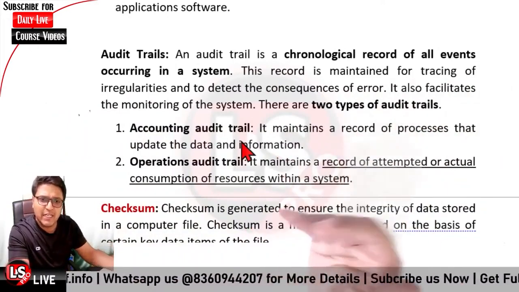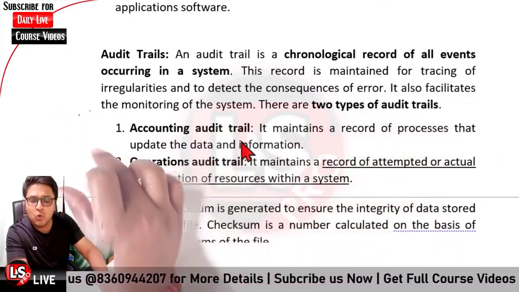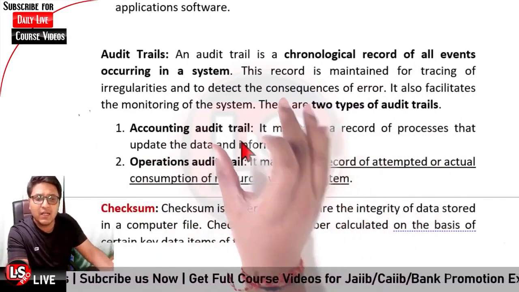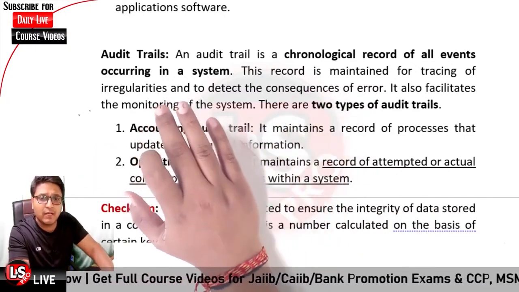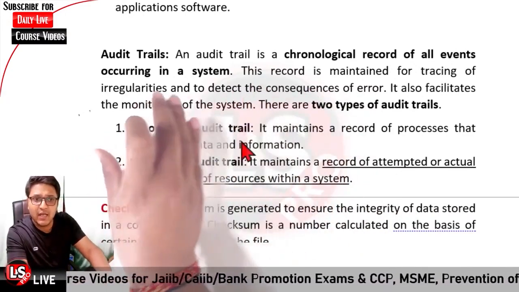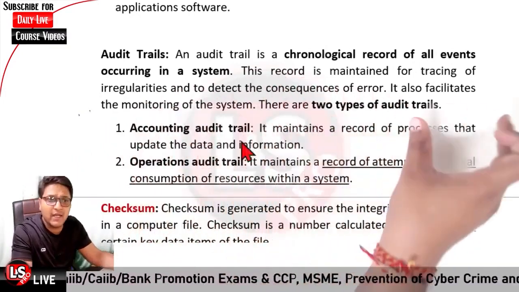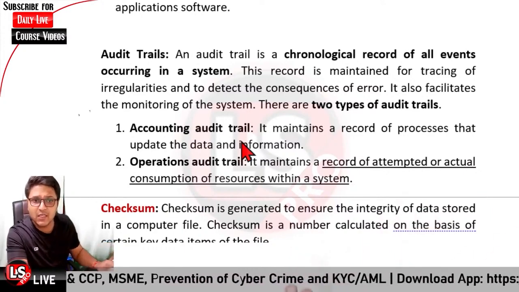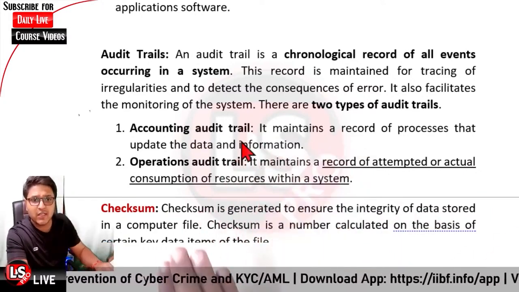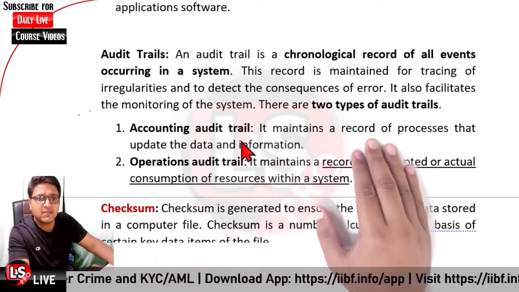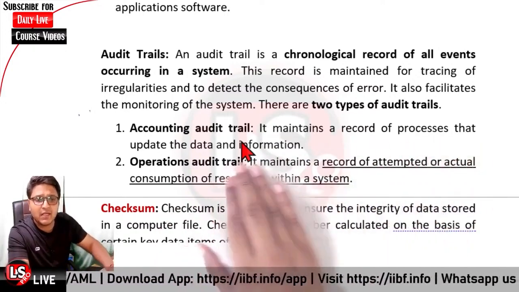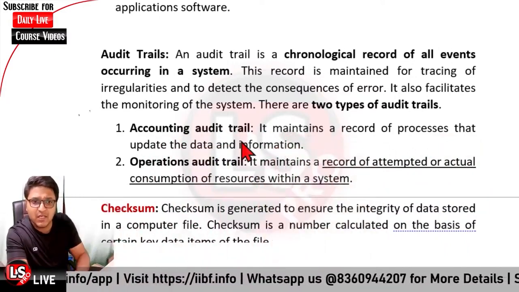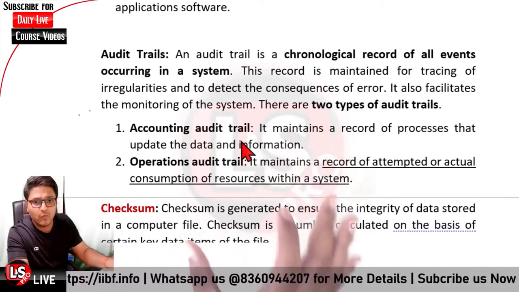So whenever we are dealing with an irregularity and we want to trace the root of the irregularity and detect the consequences of error, we can deal with it with the help of the audit trail, where we will be dealing with all the histories regarding the irregularity itself. So it also facilitates the monitoring of the system. There are two types of audit trails: first, the accounting audit trail, and second, the operational audit trail. It maintains a record of processes that update the data and information. When we are dealing with the accounting audit trail, whatever the records regarding the updation of data and information, that would be available in that regard.